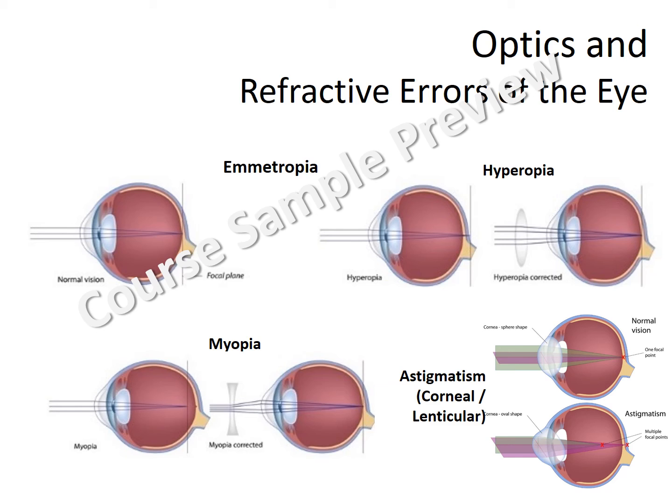Myopia occurs when the light rays come into focus in front of the macula. This occurs either because the eye is too long, or the cornea is too steep, or both. Hyperopia is when the light rays come into focus behind the macula. This occurs either because the eye is too short, or the cornea is too flat, or both.